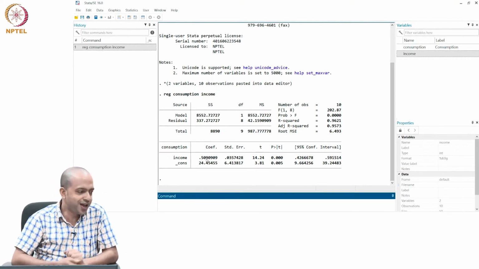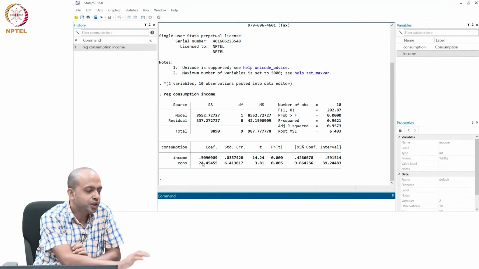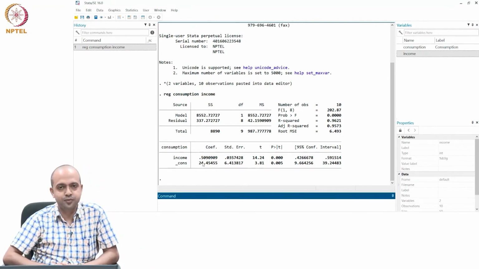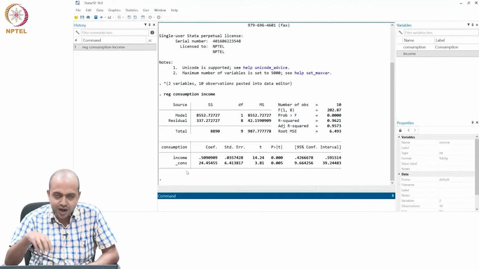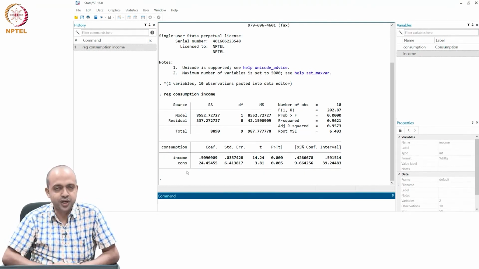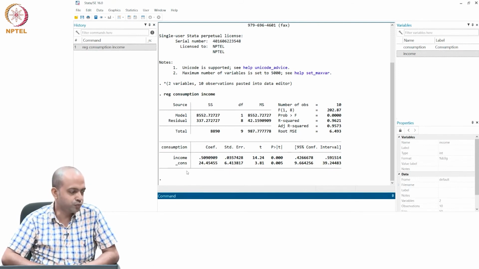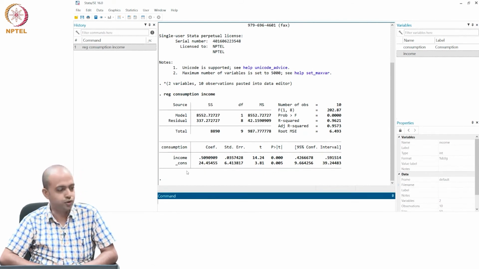And what is alpha hat? Alpha hat is actually 24.45. So, this much we know. Data is immediately giving you the estimate of alpha and beta. Alpha hat, the constant term, is 24.45, and the beta coefficient, beta hat, is 0.5090.